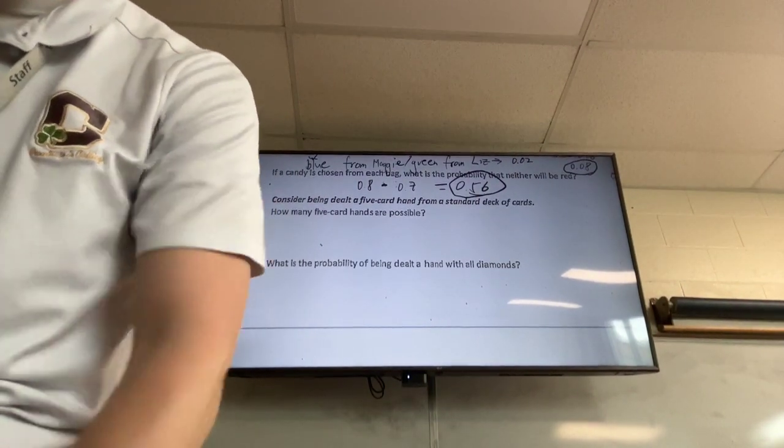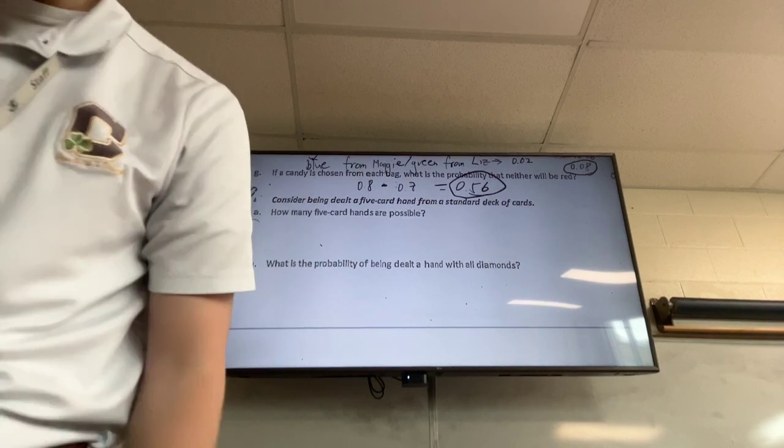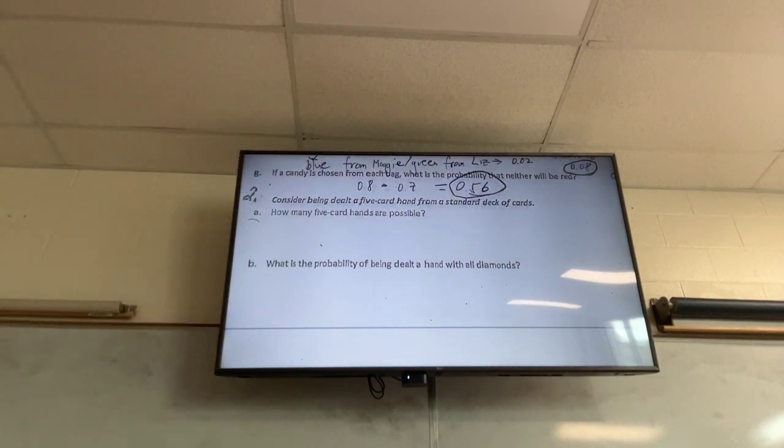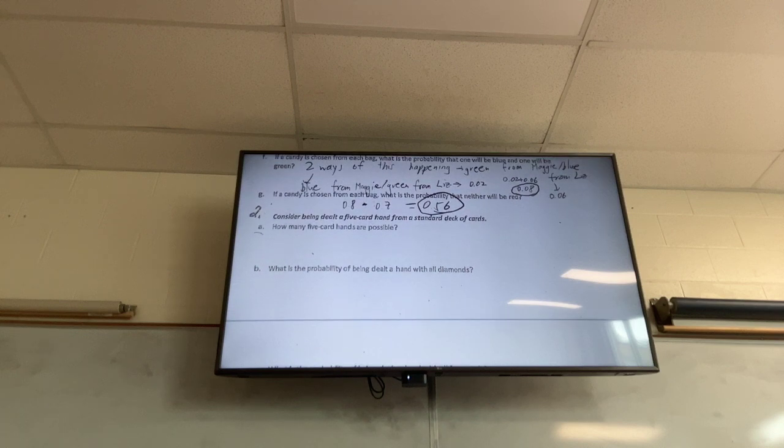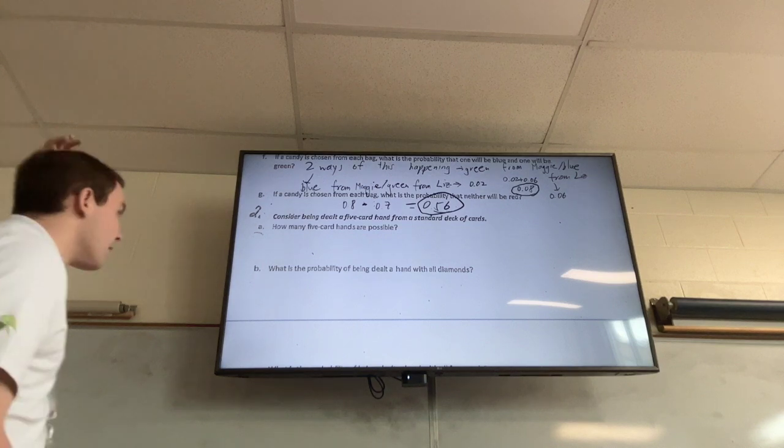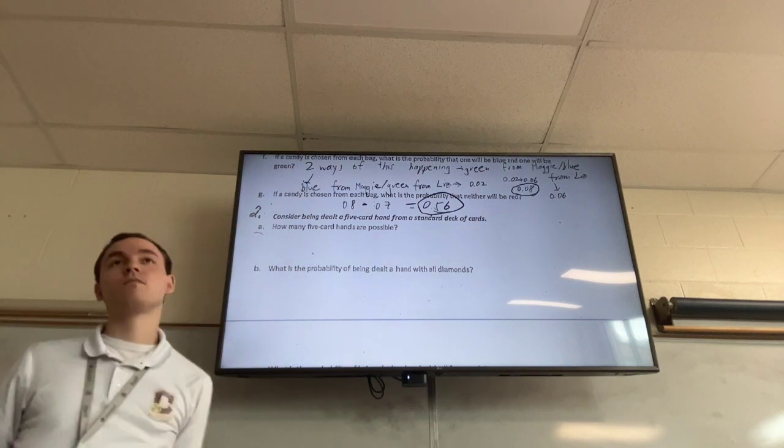Good stuff. Nice squad. Okay. We're going to move on. We're going to do a little bit of combinatorics. You guys okay if I move on to this card deck stuff? Here we go. Okay.